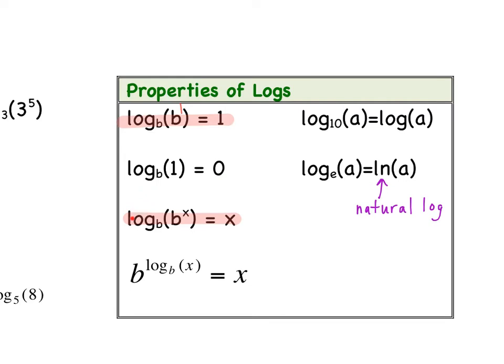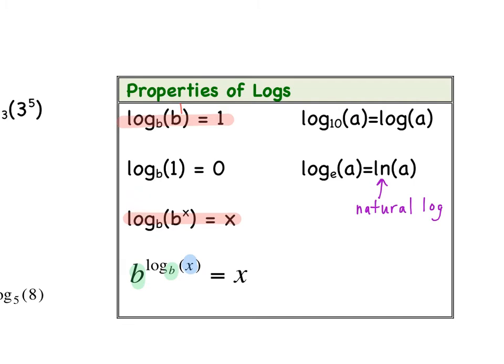Similarly to these red highlighted properties, if we're in exponential form and I have b to the log base b of x, I could go ahead and say that that equals x. So when the base of my exponent is the same as the base of my log within my exponent, I'm simply left with my argument, okay? And then some other properties.